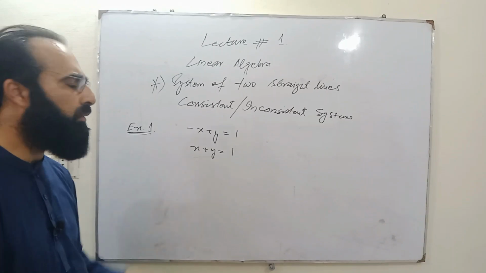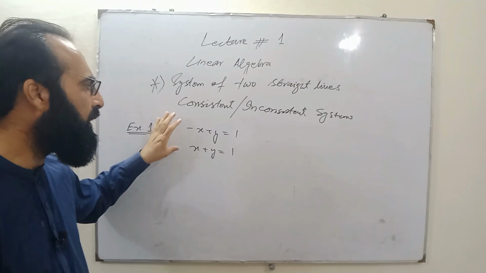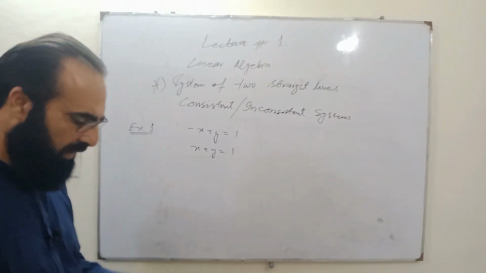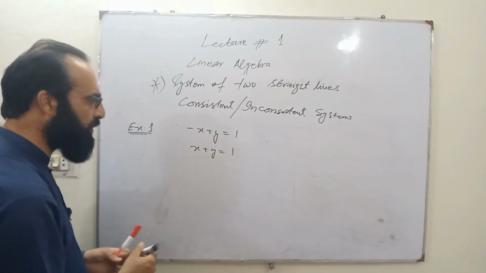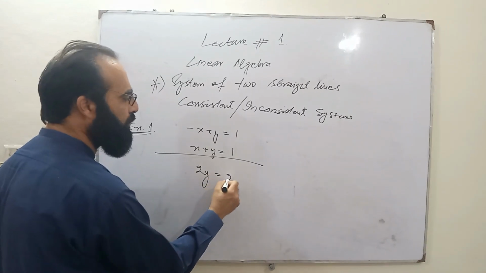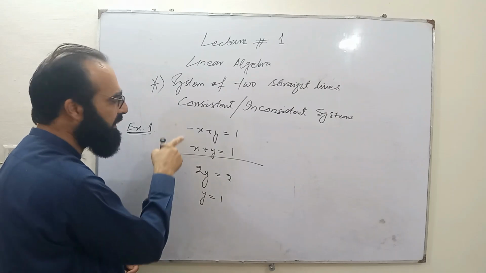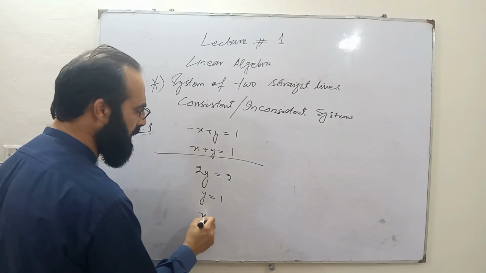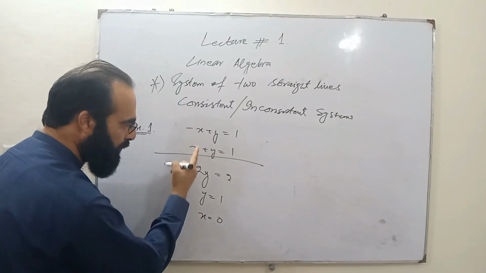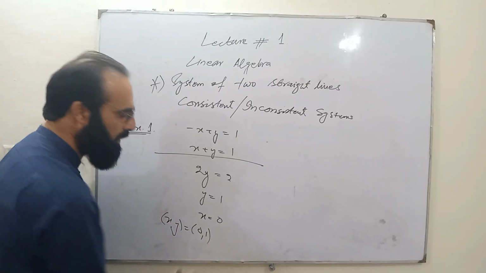For example, we have a system consisting of these two straight lines and we want to study its solution. So a simple way to find its solution is just add or subtract these two equations. If we add them, then we get 2y is equal to 2, which gives us y is equal to 1. Substitute this value of y in the first equation or in the second equation, you will get x is equal to 0. So the solution of this system is (x, y) equal to (0, 1).